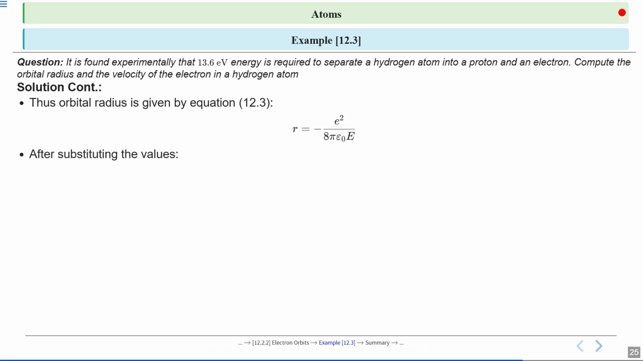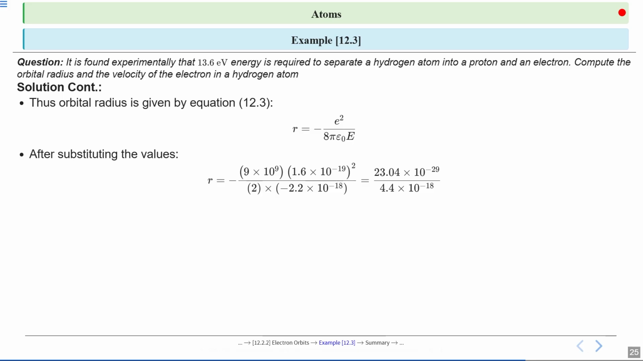So let's substitute the known values into the formula. We will use e equal to 1.6 times 10 to the power minus 19 coulombs, and epsilon naught as 8.85 times 10 to the power minus 12 farad per meter. And E is given, which is equal to minus 2.2 times 10 to the power minus 18 joules.